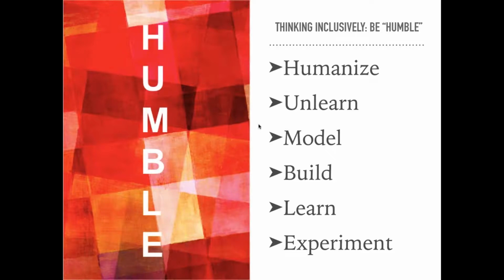Okay, so how do we start thinking inclusively, or thinking about how to develop tests that are inclusive and that allow us to test for accessibility? Here's a little acronym that you can follow. It's called Be Humble. And the first step is to humanize. Put yourself in the shoes of the person that you are trying to represent. Unlearn the techniques you already use. If you're used to using a mouse for everything, hide your mouse, just use your keyboard.